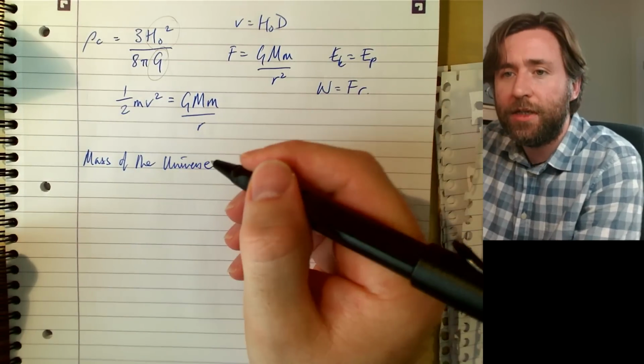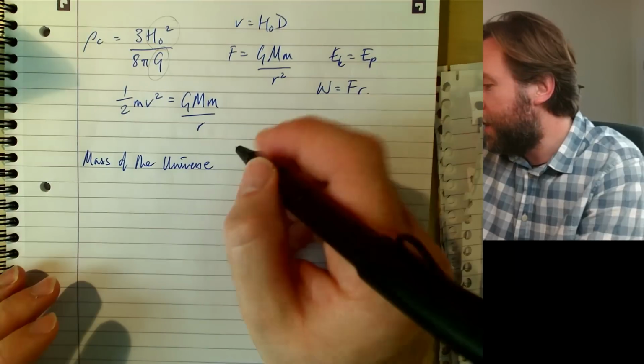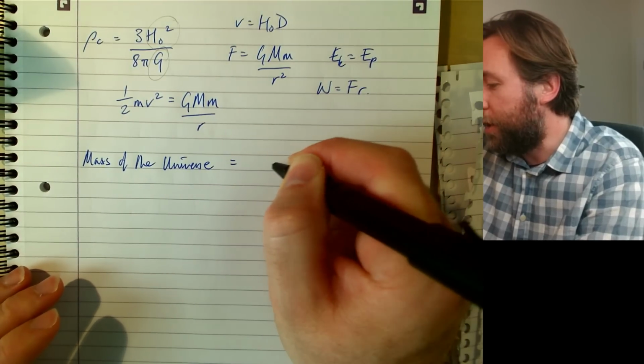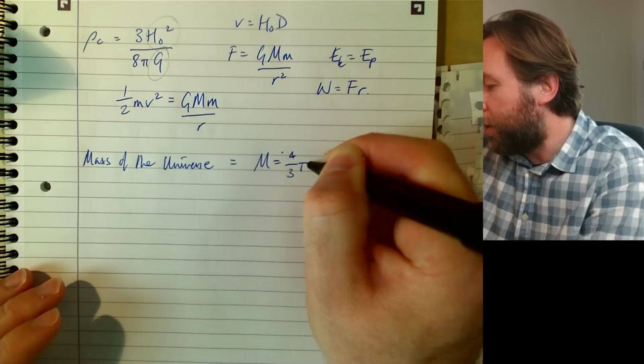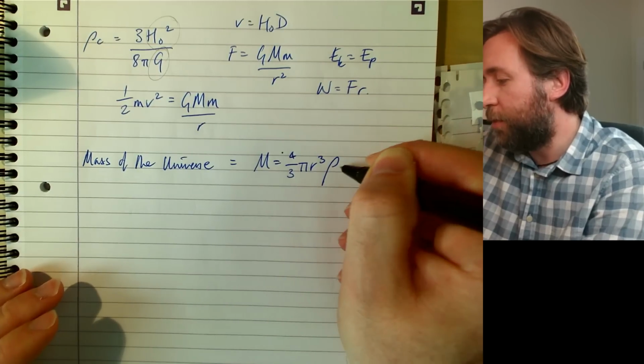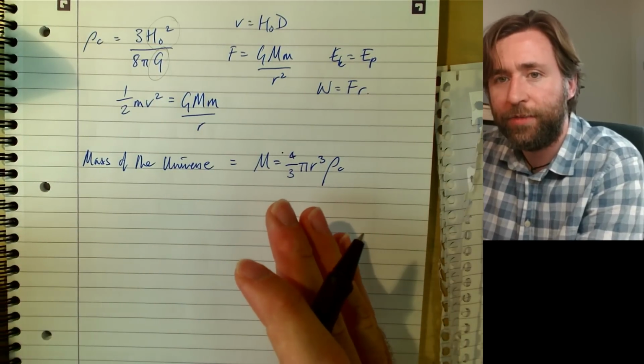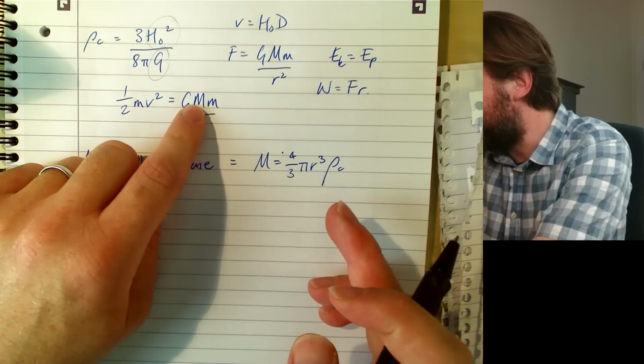Now presuming the universe is spherical, then the mass of the universe would be 4/3 pi r cubed times this critical density that we're talking about. So I can put that in instead of this.